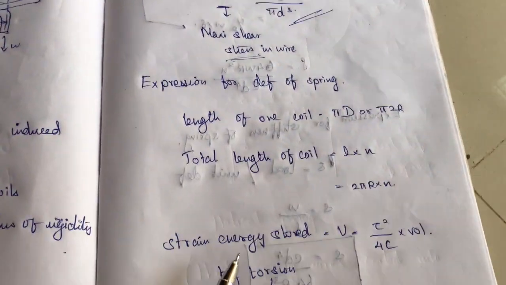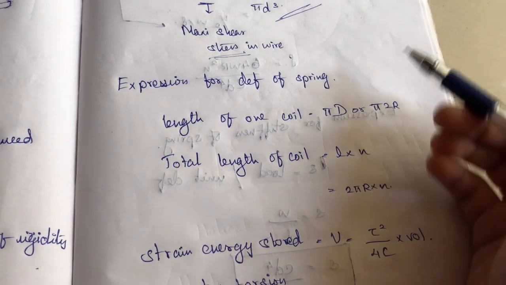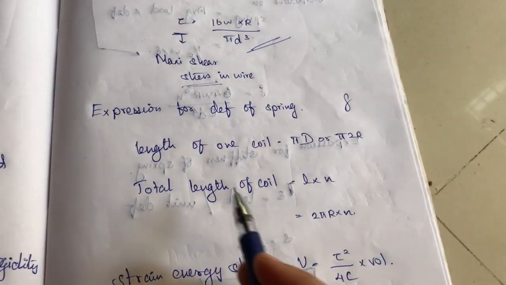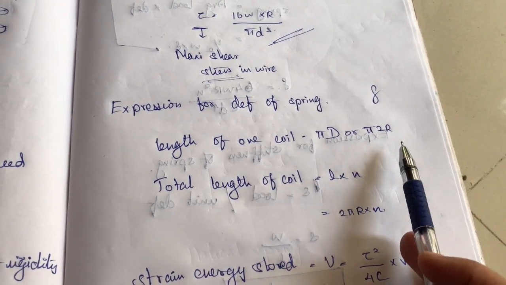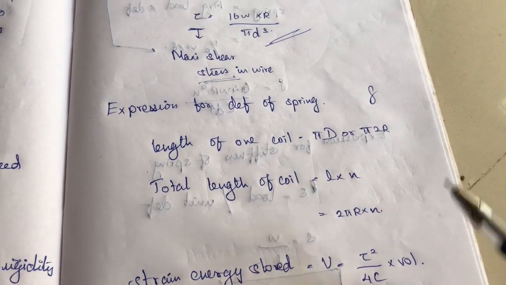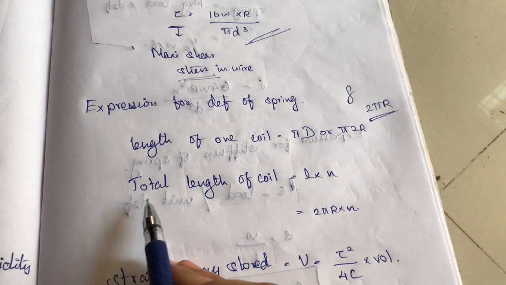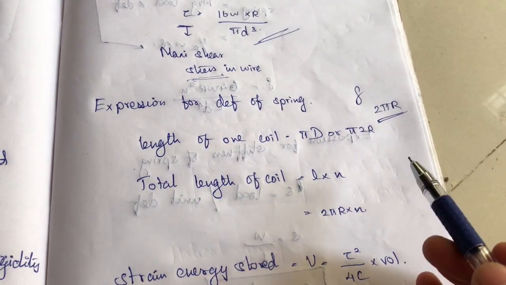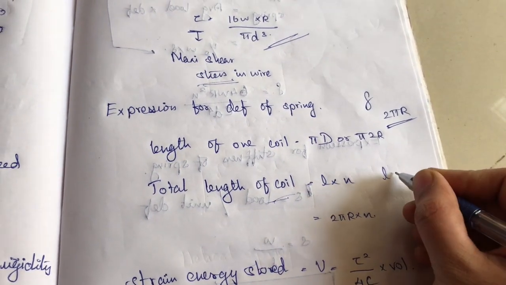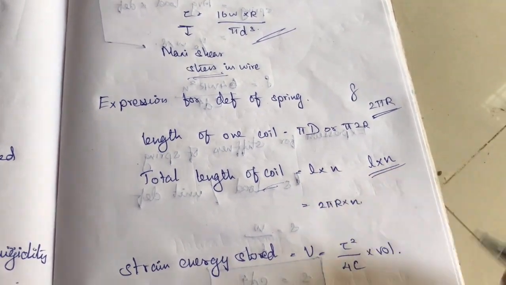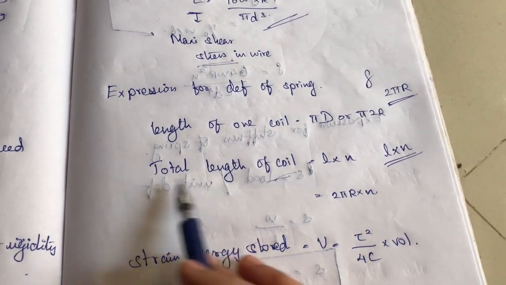Okay. Next, expression for deflection of spring. We need to find the deflection. Length of one coil is pi d or 2 pi r, like the circle formula. Then the total length is the length of one coil into the number of coils, so you will get 2 pi r into n. This is the total length.